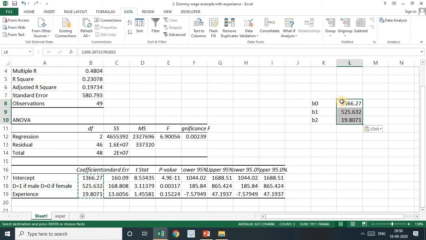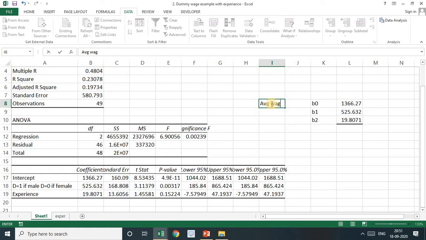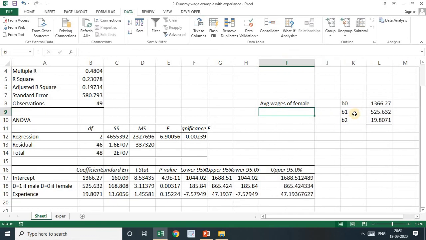So these are all the coefficients. How can we interpret this? Beta 0 means what? It is the intercept or the benchmark. It tells us the average wage rate of those people who are assigned 0. That is female. So this is the average wage of female, beta 0.